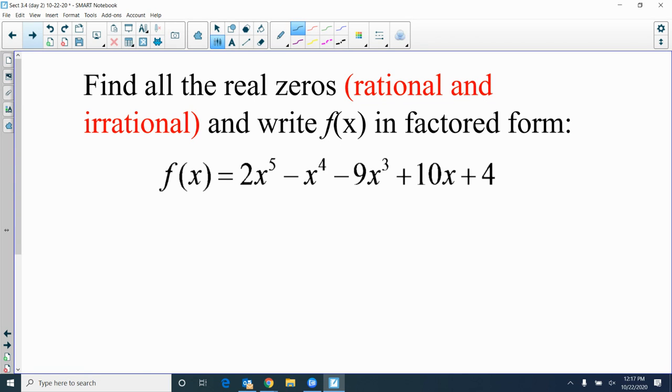All right, same thing, but we're going to kick it up a notch. We're going to go 5th degree. So find all the real zeros, rational and irrational. Technically, I shouldn't need to list that. When it says all the real zeros, that could be anything. And write f of x in factored form.